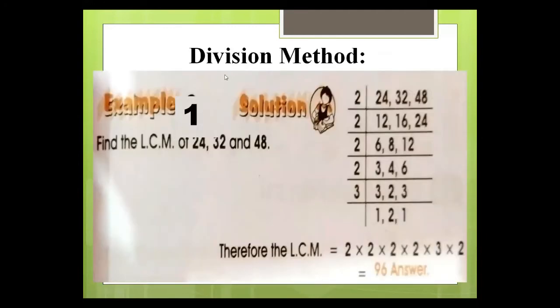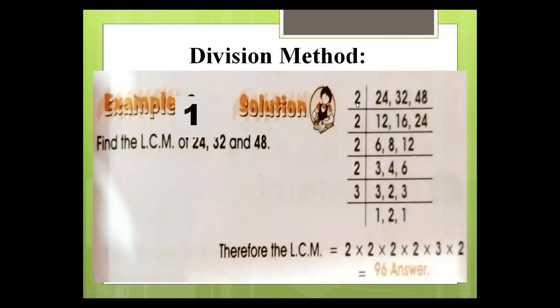Now the second method is the division method. In the division method, you have to find the LCM of 24, 32 and 48. Here you have to find the LCM of three numbers, 24, 32 and 48. So we list them out over here by using the division method. Firstly, you find a divisor that divides all three numbers at a time.